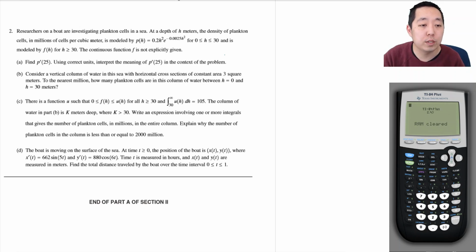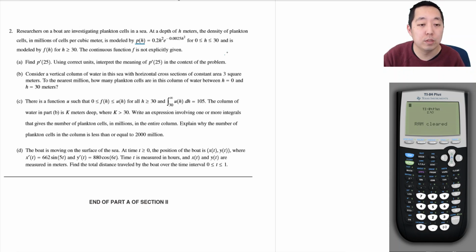So researchers on a boat are investigating plankton cells in the sea at a depth h meters. The density of plankton cells, in millions of cells per cubic meter, is modeled by f of h for 0 less than or equal to h less than or equal to 30. This is a density. Using correct units, interpret the meaning of the derivative at 25. So this is density in cells per cubic meter, but the slope of that is divided by meters.